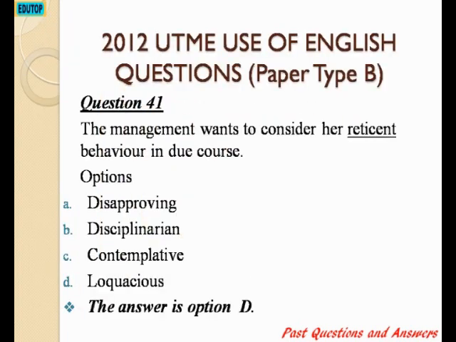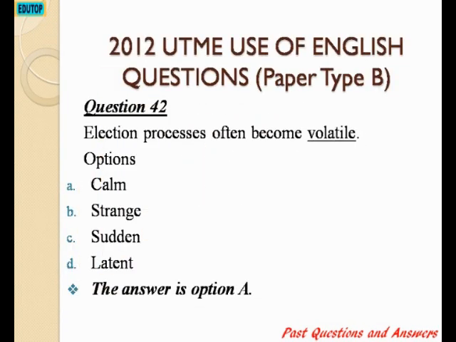Question 41. The management wants to consider a reticent behavior in due course. Reticent means not willing to tell people about things. Options: A. Disapproving. Disapproving is not synonymous with reticent. B. Disciplinarian. C. Contemplative. And D. Loquacious. Among these options, it is loquacious that is opposite in meaning to reticent. Loquacious has to do with liking to talk or talking smoothly and easily. So we have loquacious as the opposite of reticent. That is option D.